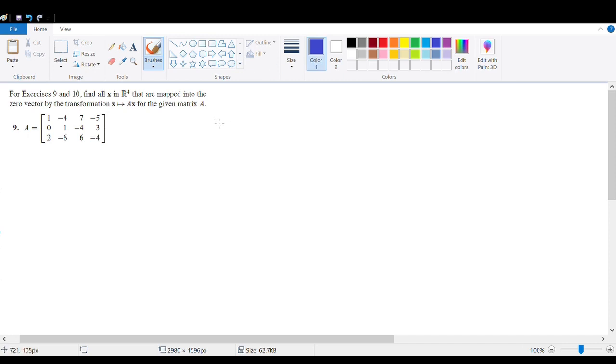In exercise 9, find all x in R4 that are mapped into the 0 vector by the transformation x maps to Ax for the given matrix A. So here we are looking for the vector x such that when we multiply it by A we get the 0 vector. So here we have Ax equal to the 0 vector. We are given the matrix A. We'll do row operations for the augmented matrix A with 0, which is our b, and we are looking for x.